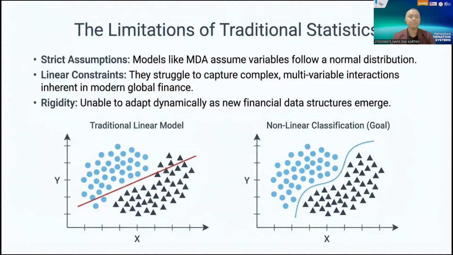We can see at the left scheme, the traditional linear model does not capture the complexity of the financial data structures, and then in the right scheme we can see the non-linear classification, the goal being how to separate between two classes of the data.